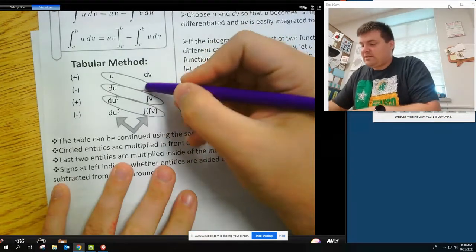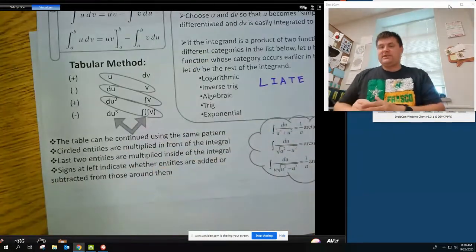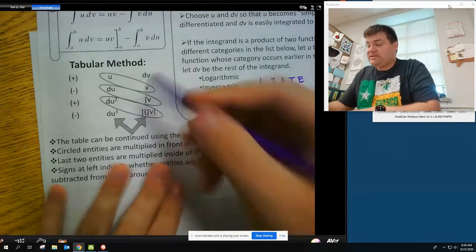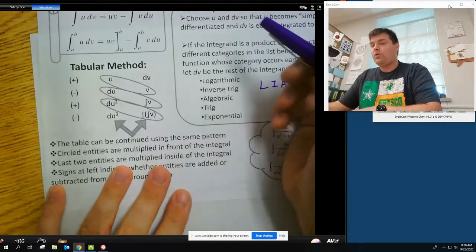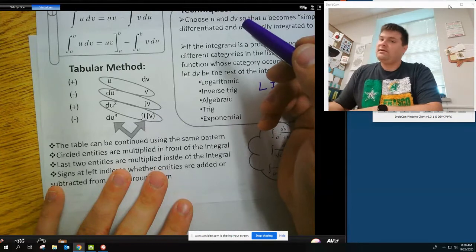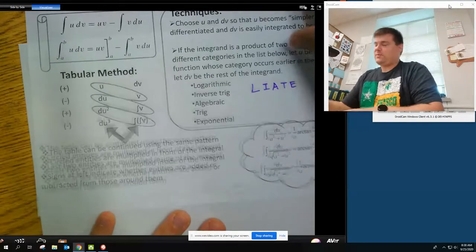If you can't, then you just keep going and going until one of two things happens. Either you get something easy enough to take the integral of, or it starts to repeat itself. Then, well, we'll get to that when we get to that.